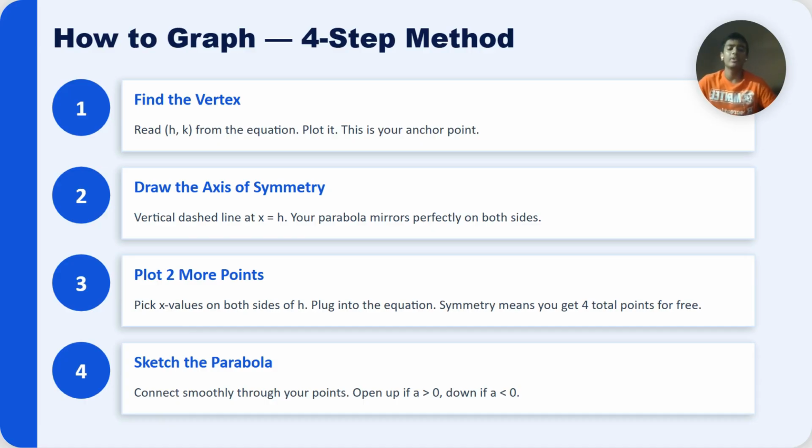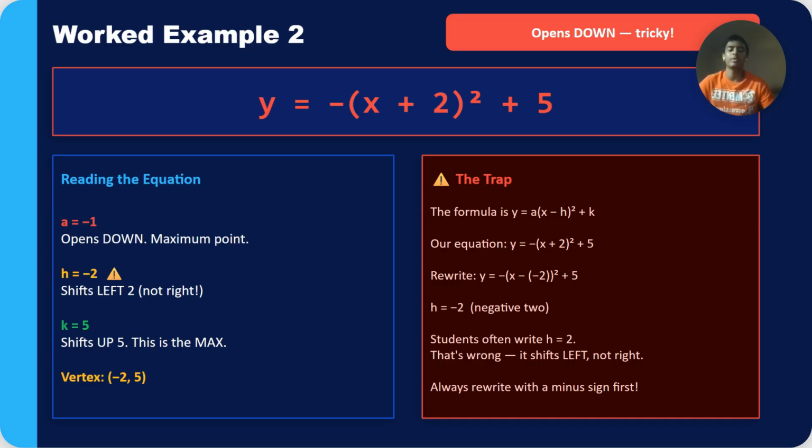Once you have done it, graphing a quadratic takes maybe a minute, probably even less. Now the trickier version. y equals negative (x plus 2) squared plus 5. First thing, a is negative 1. That means the parabola opens down. So (h, k) is now the maximum, not the minimum.